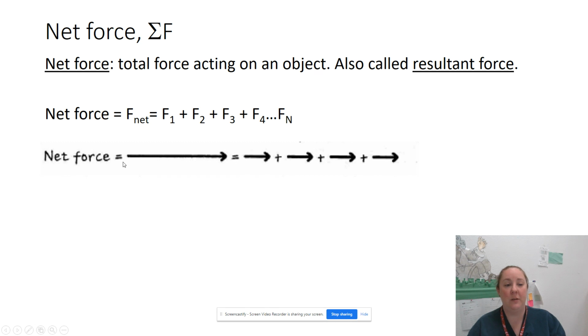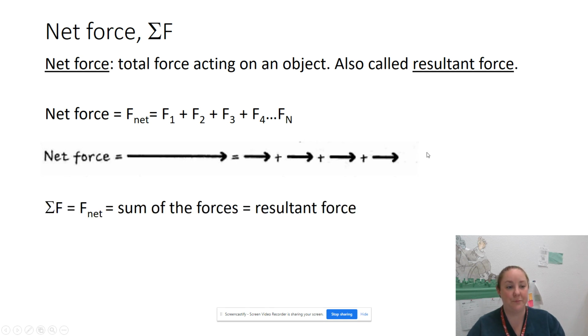An example here for you is of a long vector that was the result of adding all 4 of those smaller vectors. And something I wanted to remind you, whenever you see sigma F, that refers to the net force, which is the sum of the forces, and it's also called the resultant force.